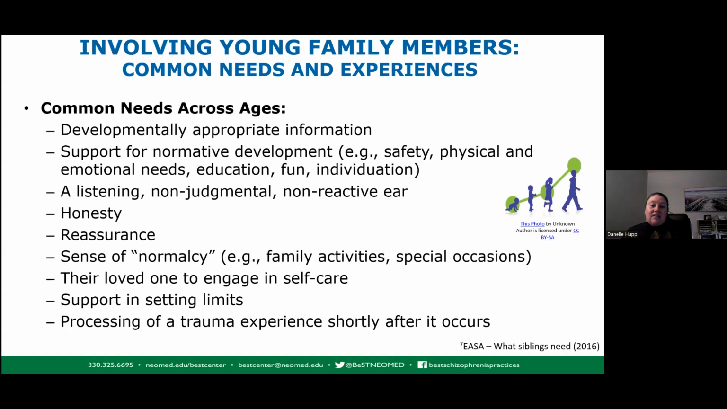All young people need a listening, non-judgmental, non-reactive, I can't highlight that enough, ear. They need honesty about what is going on within the family system and with the individual in treatment. It's just to what degree or how much information is shared. Obviously, they need reassurance. They need to feel safe. They need to feel supported. They have to have some sense of normalcy. They really want to see their loved one engaging in self-care, because we know when an individual is taking care of themselves, it has a positive impact on the rest of the family. They need some help to understand how they set limits and understanding what their boundaries are, even as young people. And then any kind of trauma experiences they may have had, they need assistance in knowing it's a safe space to process that trauma.